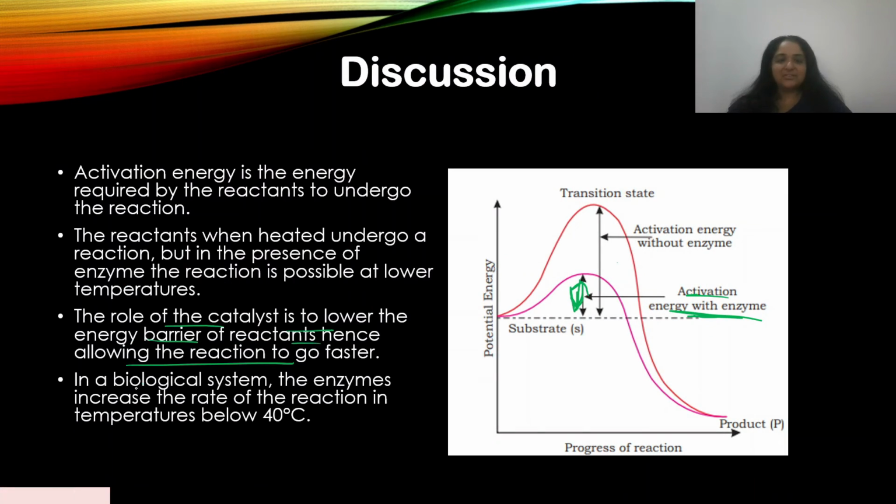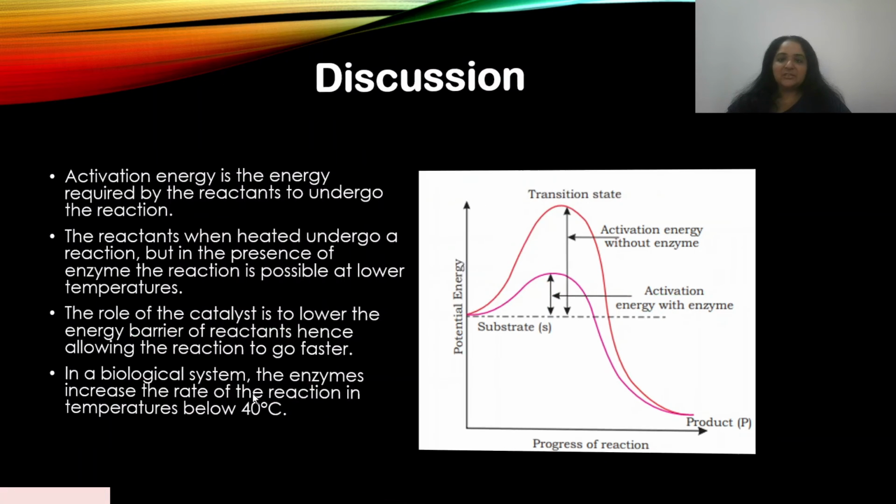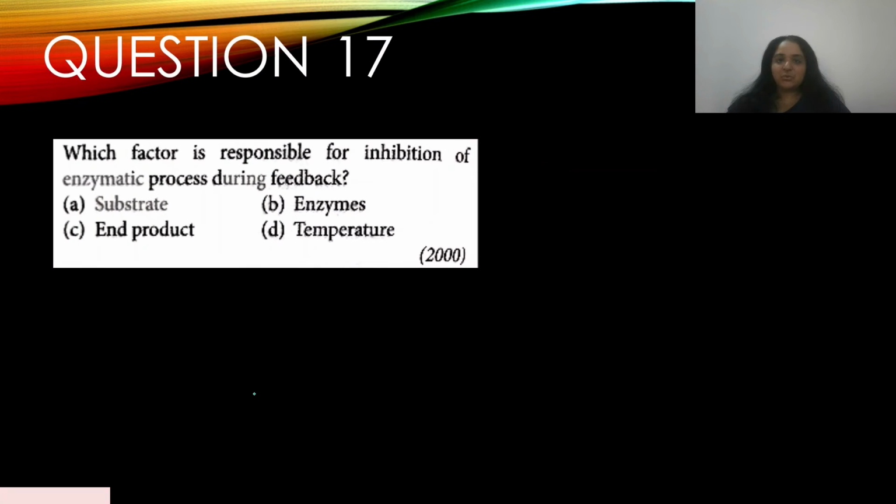Yeah, in a biological system, the enzyme increases the rate of the reaction at temperatures below 40 degrees. I've already discussed this previously when I discussed activation energy, so it's a similar answer to that. But just to understand what enzymes actually do.